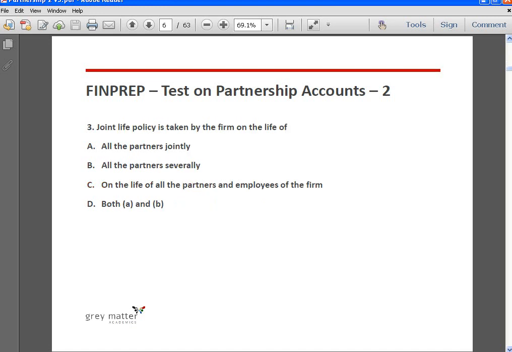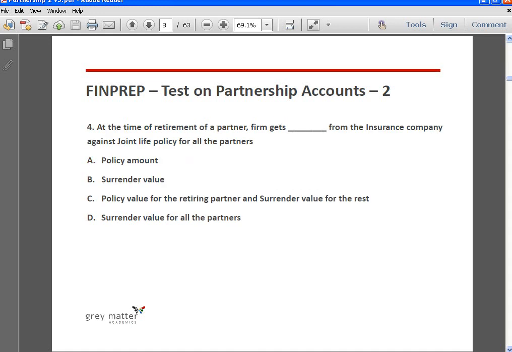Okay, next. Joint life policy is taken by the firm on the life of A, all partners jointly, B, all the partners severally, C, on the life of all the partners and employees of the firm, D, both A and B. Okay, so when we say joint life policy, it means that it is one policy which is taken jointly on the lives of all the partners, right? So in case a separate life policy is taken on the life of each partner, it will be all the partners severally, but here answer is A.